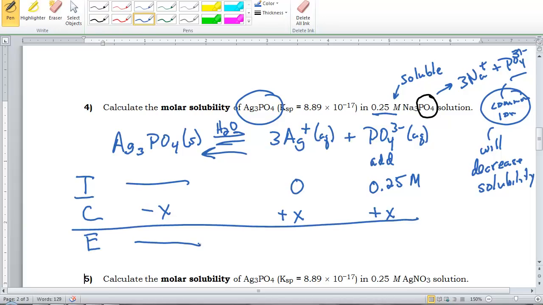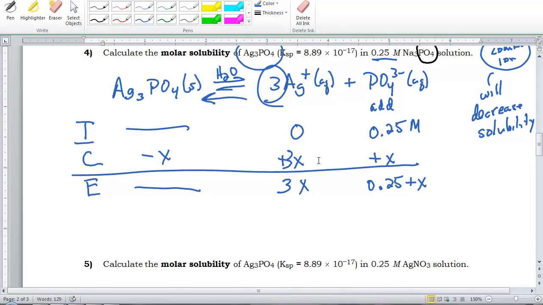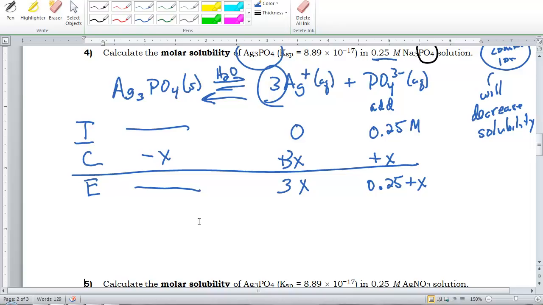Don't worry about your solid, it's not in there. Not in the equilibrium expression. And there we go. Oh, what did I forget? Thank you. My 3. Don't forget that. If you do that, of course, you will not get the correct answer. So watch the coefficients. You see them twice. We will again see the coefficient here. Silver ion cubed, phosphate to the first power.